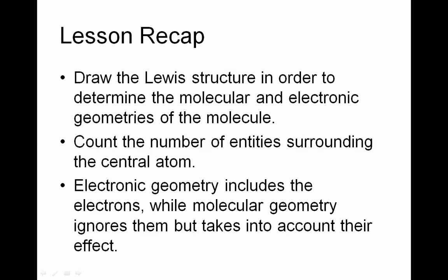Okay, so just to recap, the first thing you always want to do is draw the Lewis structure. You cannot figure out any geometries without the Lewis structure. You can guess, but it helps if you know the Lewis structure, because you won't always be right. Then you want to count the number of entities that surround the central atom. That will help narrow it down and help you figure out your electron geometry, because your electron geometry includes your electrons. Then you can figure out your molecular geometry, because though molecular geometry will ignore your electrons, it still takes into account their effect, meaning their separation. But if you just look at the shape of atom bound to a central atom bound to an atom, that gives you your molecular geometry. So drawing Lewis structures can help you figure out how atoms are oriented in space within a molecule.